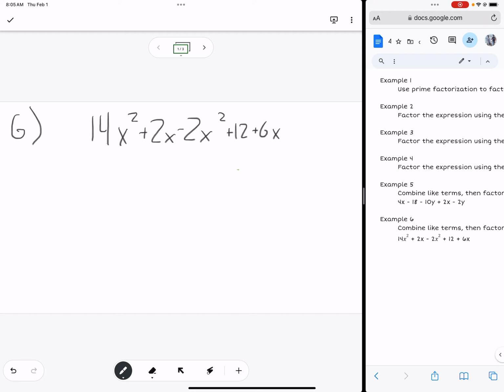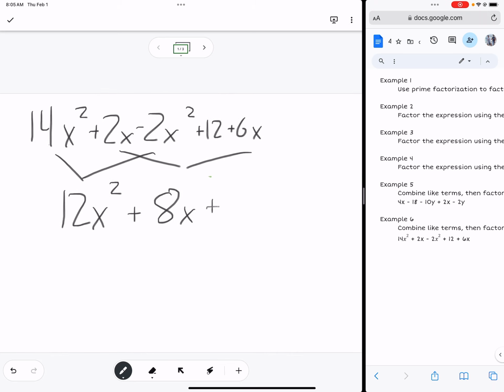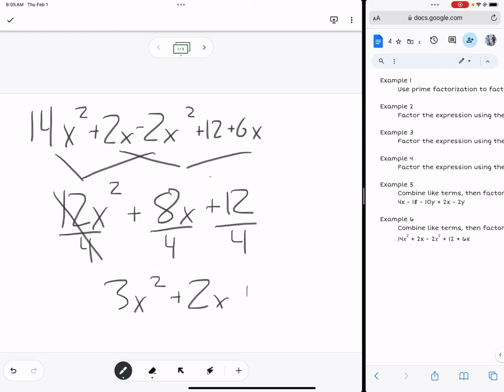So I combine 14x to the power of 2 and negative 2x to the power of 2, and you get 12x to the power of 2. That's correct. You also combine 2x plus 6x, and you get 8x, and then there's just the 12. And then you divide them all by 4. Good job. And now you have new expressions: 3x to the power of 2 plus 2x plus 3. And then you put those in parentheses, and you put 4 on the outside. That is correct.